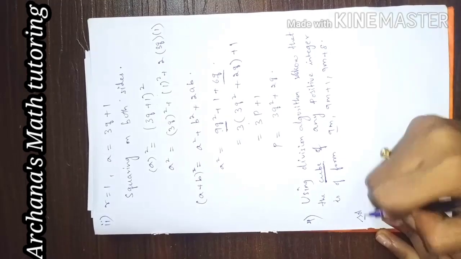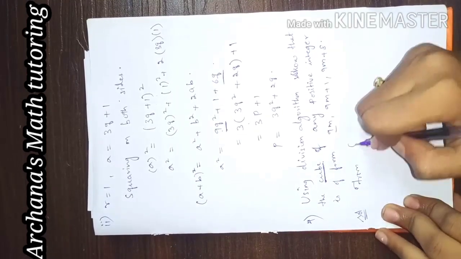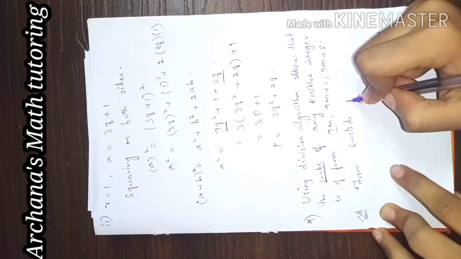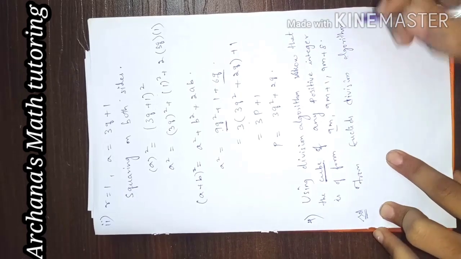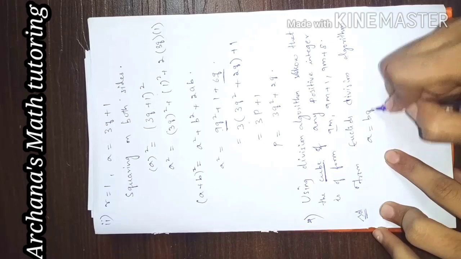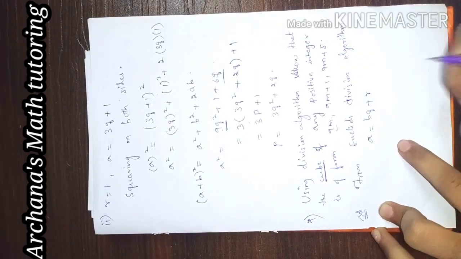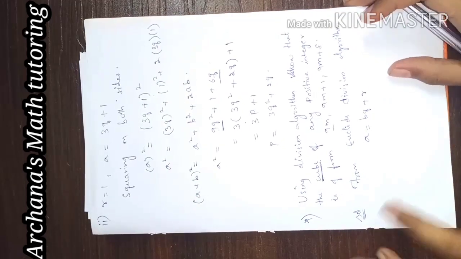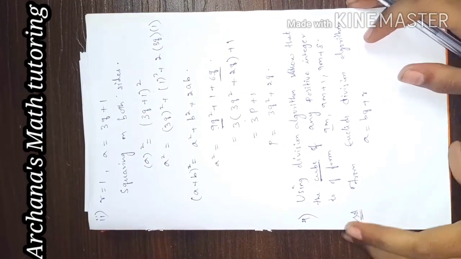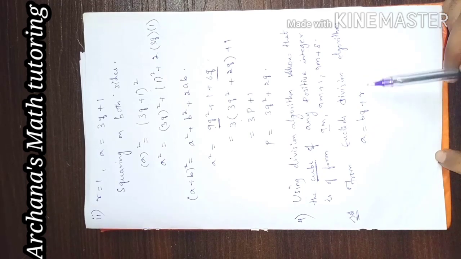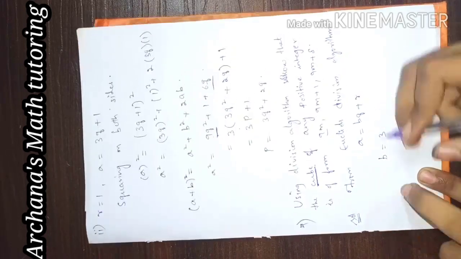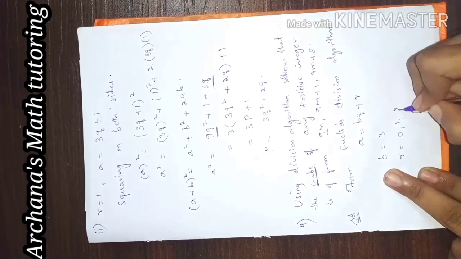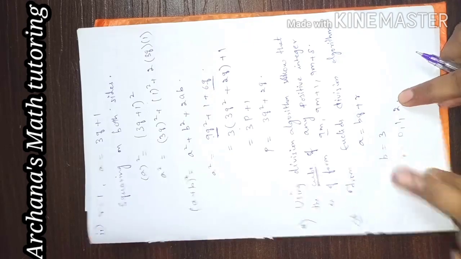Now I will be taking again from Euclid's division algorithm. What do we know? a is equal to bq plus r. You will understand why I took b properly. So just remember, we get a perfect cube if 9 is multiplied by 3. So we take b as 3. Whenever b is 3, the values for r are 0, 1 and 2. The r value is less than b.